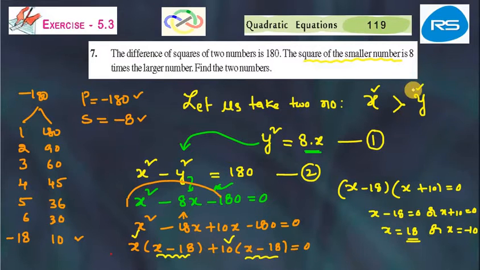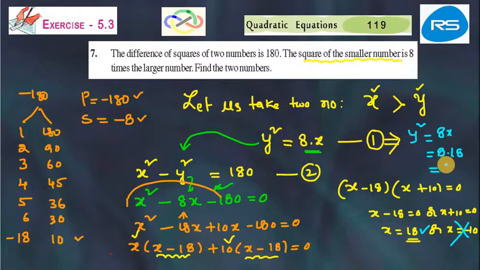What about y? How will you get y? We will get y from the first equation. So what is the equation here? Y square is equal to 8x. I will substitute the value of x: 8 into x. We are taking only positive 18 because we are not taking the negative number, so we leave out minus 10. So x value is 18.